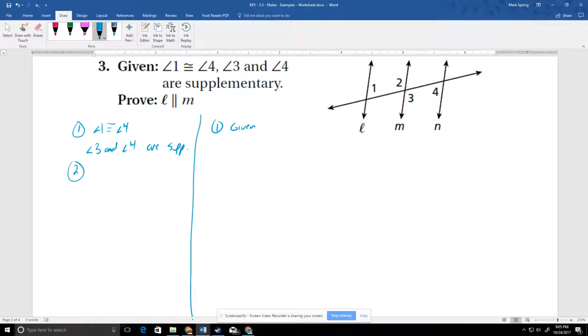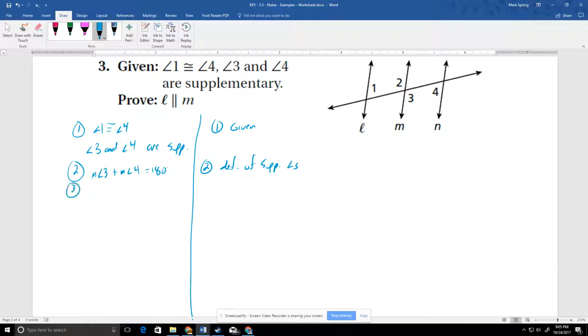So now I'm going to start back up from the given and say, all right, we have angles 3 and 4 supplementary. Well, that means that the measure of angle 3 plus the measure of angle 4 is equal to 180. Now, at least I have an equation to factor in and substitute in when I need to. But that's just the definition of supplementary angles.